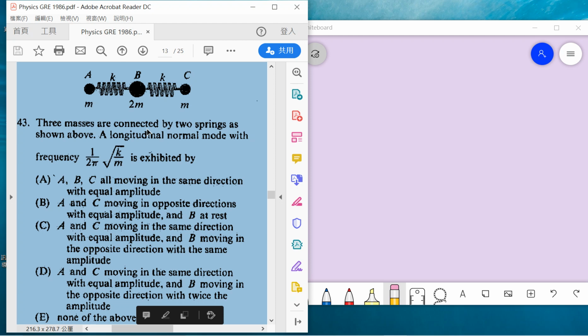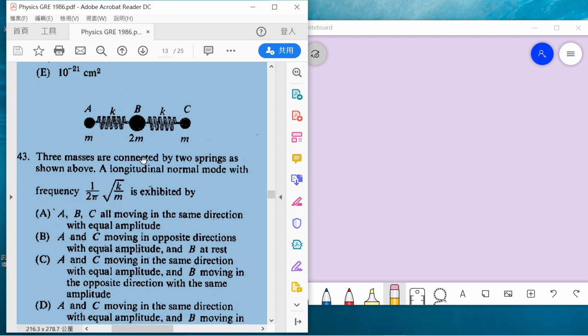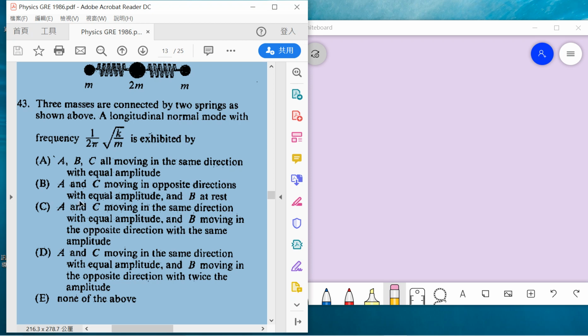Okay, so option A says A, B, C all move in the same direction. This is not possible, because I already said B is the center of mass, right? Option C says A and C move in opposite directions with equal amplitude and B at rest. And option D says A and C move in the same direction and B moves in the opposite direction, which is wrong. And E, AC moving in the same direction and B moving in the opposite, is also wrong.